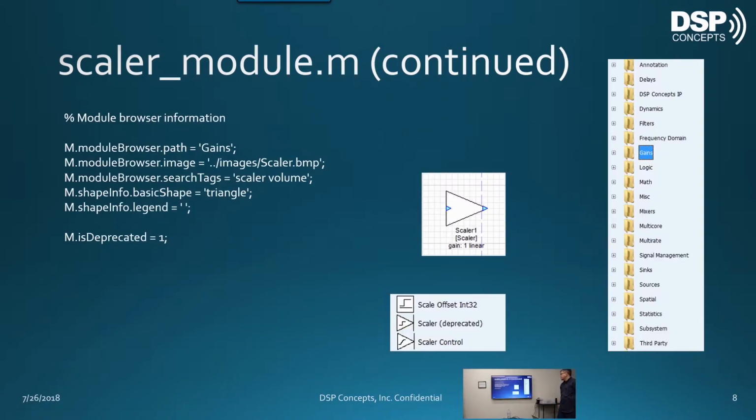And a bunch of browser information. It's going to go into the folder called gains. I specify the bitmap file. Search tags, so if I search for scalar, it gets found. If I search for volume, it gets found. What shape do I want to use? You can either define a custom SVG, or you can just use some of our basic shapes. Okay.